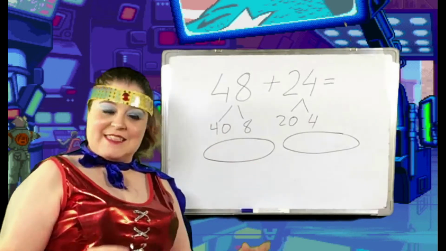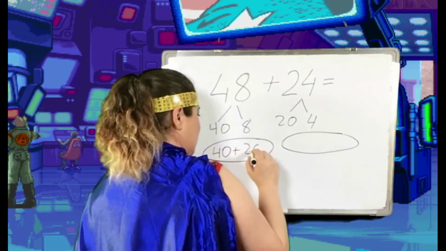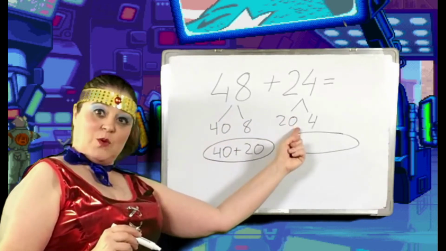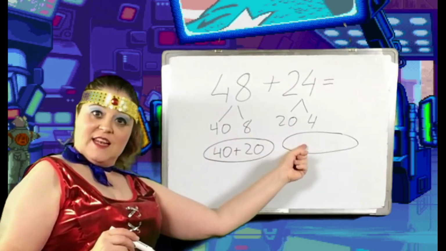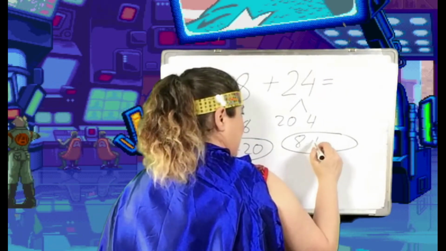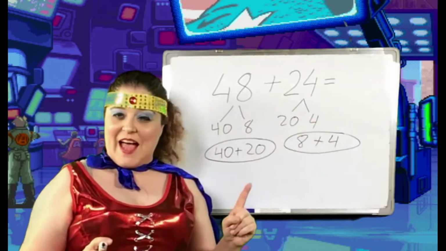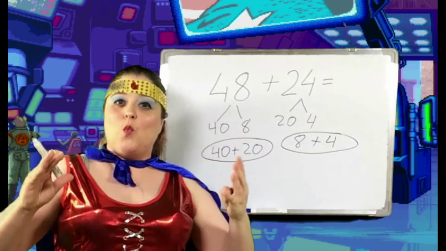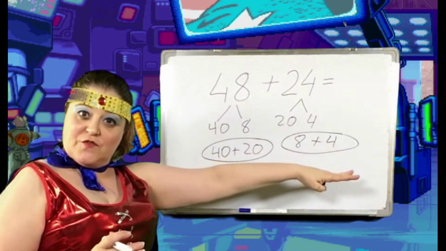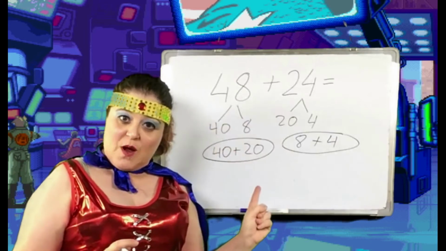Third, we place. We place the tens in the first oval, 40 and 20, the 40 from this number and the 20 from that number. Next, we place our ones. 8 and 4. Again, the 8 from this number and the 4 from that number. Then we add. Okay? Make sure that you've gotten everything correct so far. Check your work. Make sure that everything is where it's supposed to be.